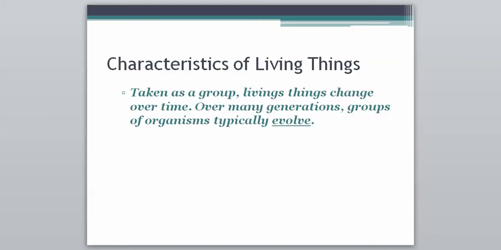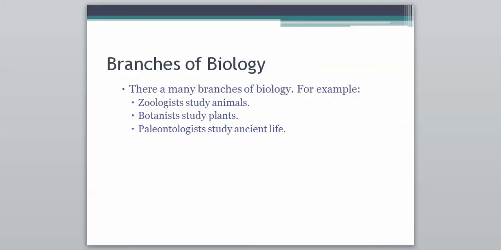The last characteristic, taken as a group, is that living things change over time. Over many generations, groups of organisms typically evolve. I know probably most of you have heard of evolution. That's just a process of changing over time. We're going to have a whole chapter about evolution later on, so just know that living things as a whole will evolve over time.